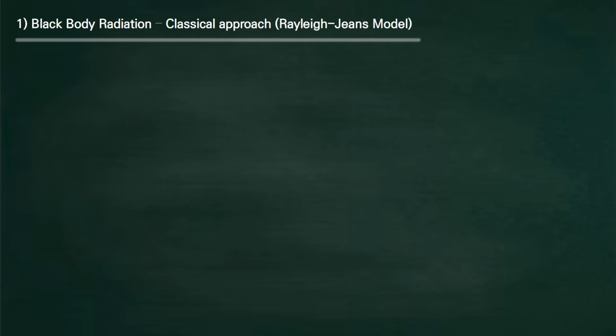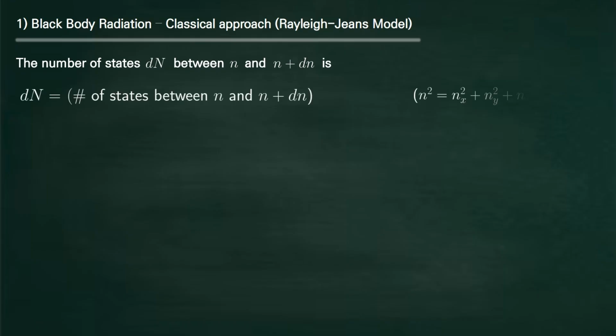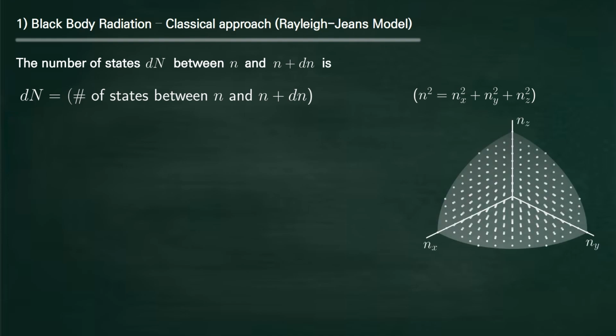To calculate the density of states, let's count the number of states, dn, between n and n plus dn. If we consider these states as points in number space, dn corresponds to the number of points lying within a spherical shell of radius n to n plus dn, especially in the limit of large n. Since nx, ny, and nz must be positive, we only consider 1/8 of the sphere's volume, which gives approximately 1/8 times 4 pi n squared dn.